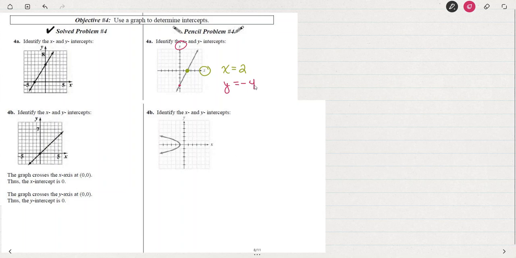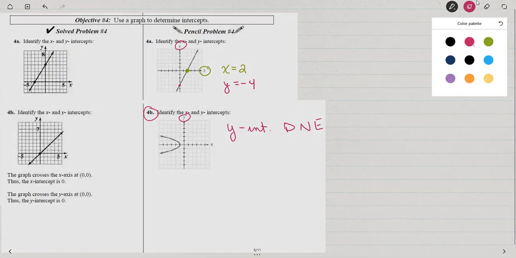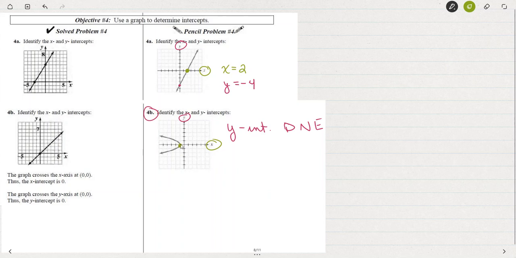Those are the intercepts. For number 4b, the y-intercept, notice that there is none. I'm going to say DNE for does not exist. The y-intercept doesn't exist because that sideways parabola doesn't cross the y-axis. But I do see an x-intercept. Looks like we cross the x-axis when x equals negative 1. So we have an x-intercept of x equals negative 1.